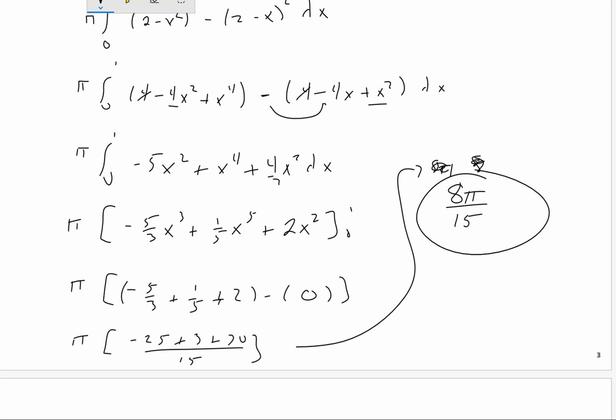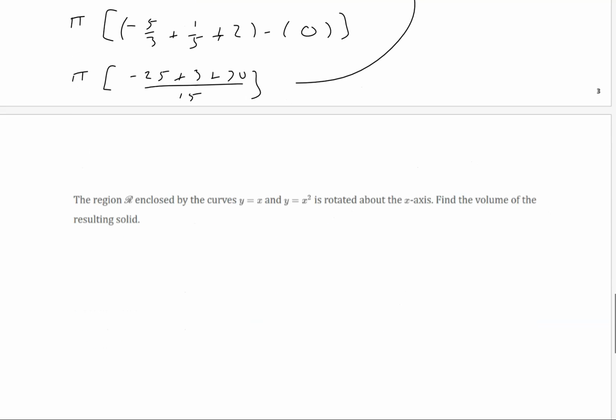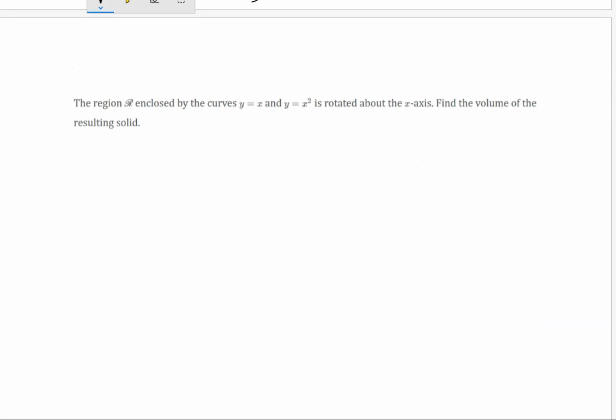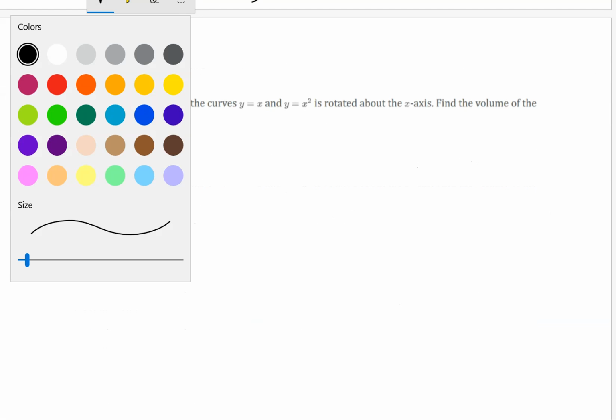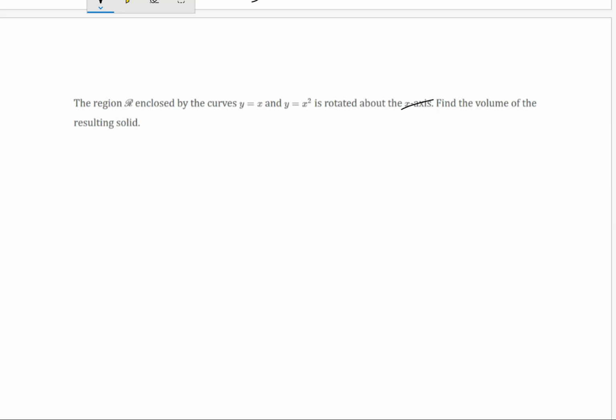Now these where the axis of rotation is different than the x or the y-axis is a little bit trickier. So I'm going to do one more, and this time I'm going to go around a different line. I'm going to have this one, let's say, instead of the x-axis, let's go with x equals 3.